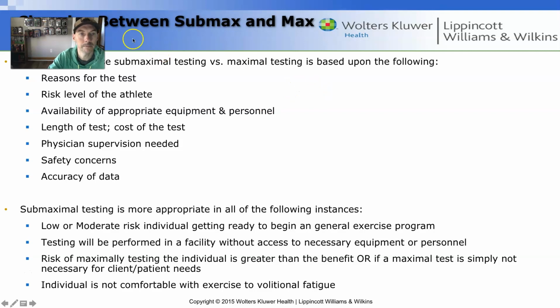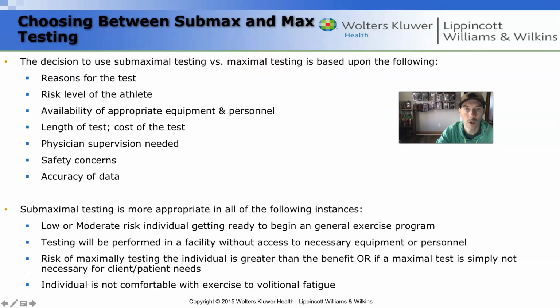Now, this kind of takes us to how would we make the choice? Do we want to do a max test or do we want to do a submax test? There's a lot of factors to consider, right? What's the reason for testing?